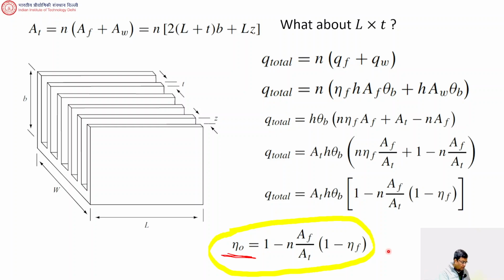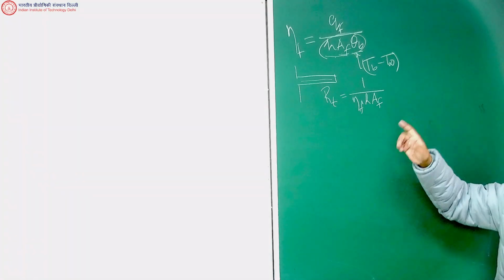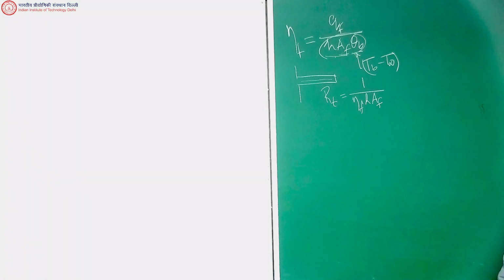Now, remember that we were saying that resistance is 1 over efficiency times the HA quantity, right? So that is for a single fin, for a fin array.